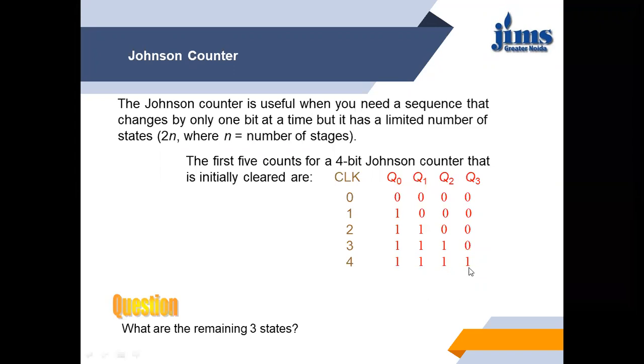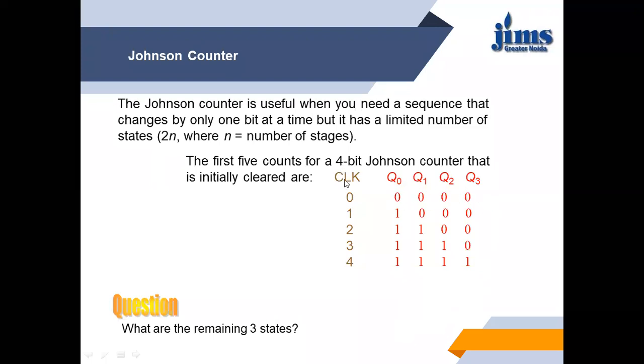Now what will happen? This Q3 is 1. That means Q3 bar will be 0. Now in the 5th clock cycle, you see 0 will be here, 1, 1 and 1. So the output of the 5th clock cycle will be 0, 1, 1, 1. With the next clock cycle, output will be 0, 0, 1, 1. With the next clock cycle, it will be 0, 0, 0, 1. With the next clock cycle, it will be 0, 0, 0, 0.